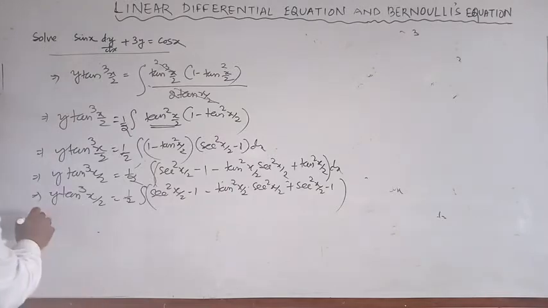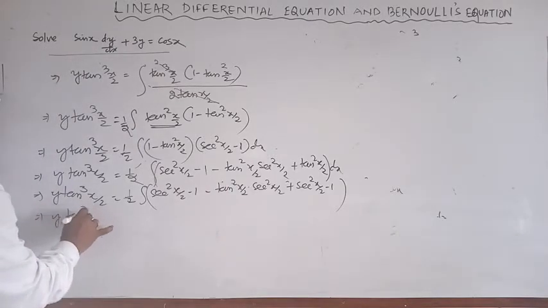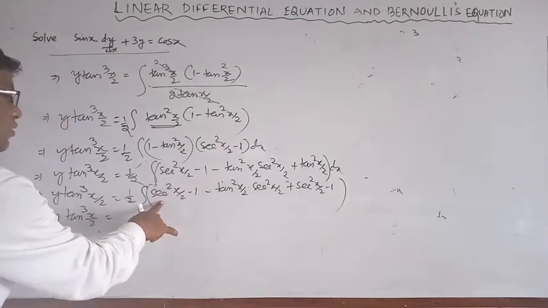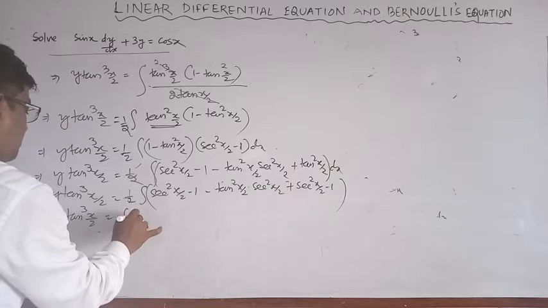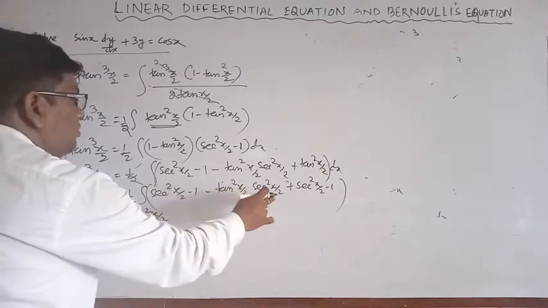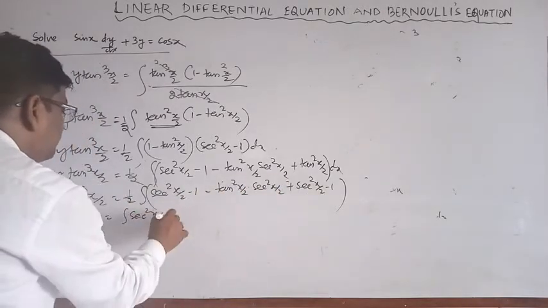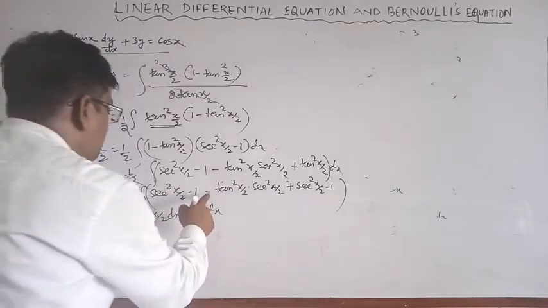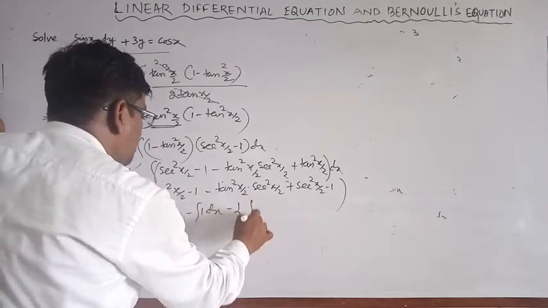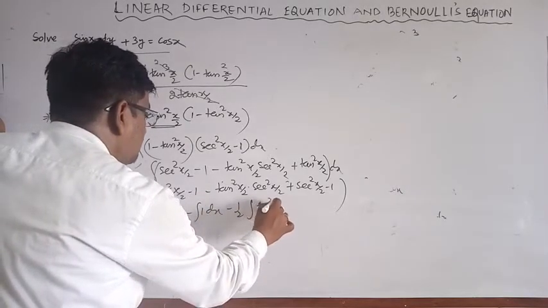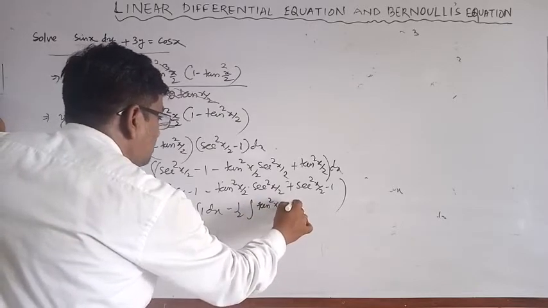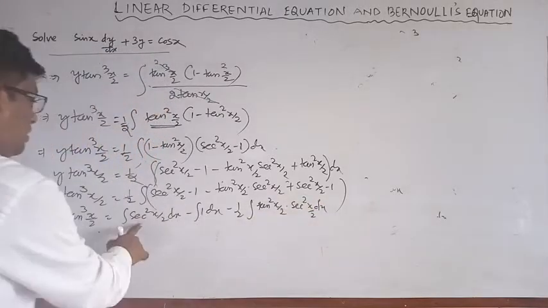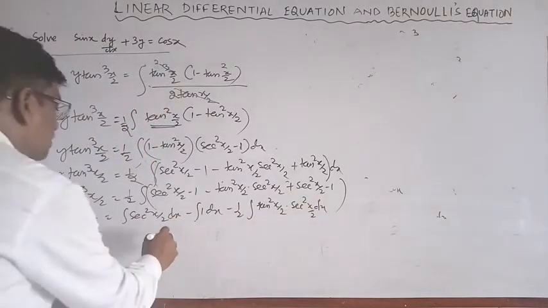Okay, so y into tan cube x by 2 is equal to half integration of sec square x by 2 minus 1, and this half means 1 dx, and minus 1 by 2 into tan square x by 2 into sec square x by 2 dx. This is the third integral.